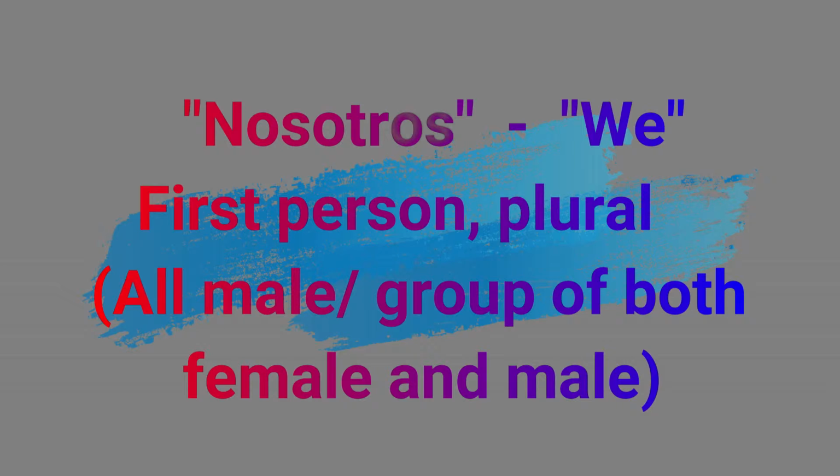If you have a group of, let's say, 19 males and one female, it's nosotros because it's a group of both genders, even though it's one female. Vice versa, if it's a group of 19 females and one male, it's nosotros, as long as there's a mixture of genders. If it's all male, it's nosotros, right? So just bear that in mind, guys.